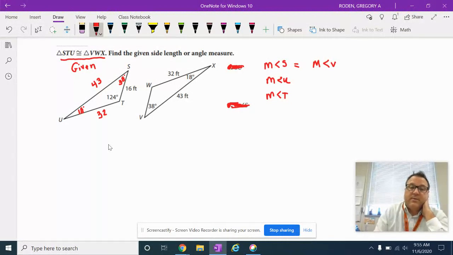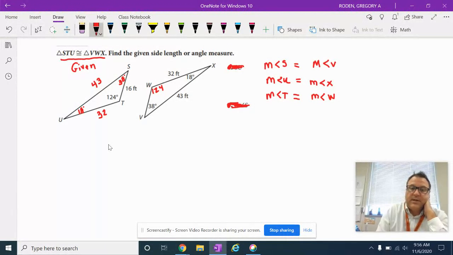Okay, all right. So the measure of angle U is 18 degrees. What is that equal to? Its measure is the measure of angle X. Okay, 18 and 18. And then the measure of angle T is 124. So we know the measure of angle W, I forgot to put that in there, is 124. So the measure of angle W is equal to 124. You guys see that? So remember, M stands for measure.